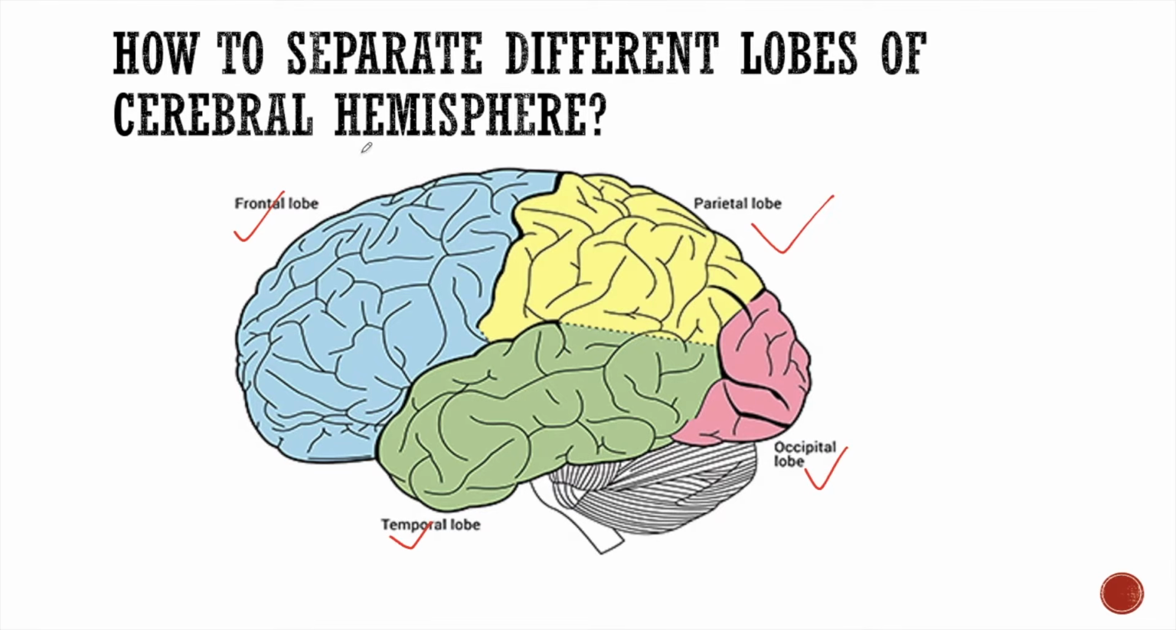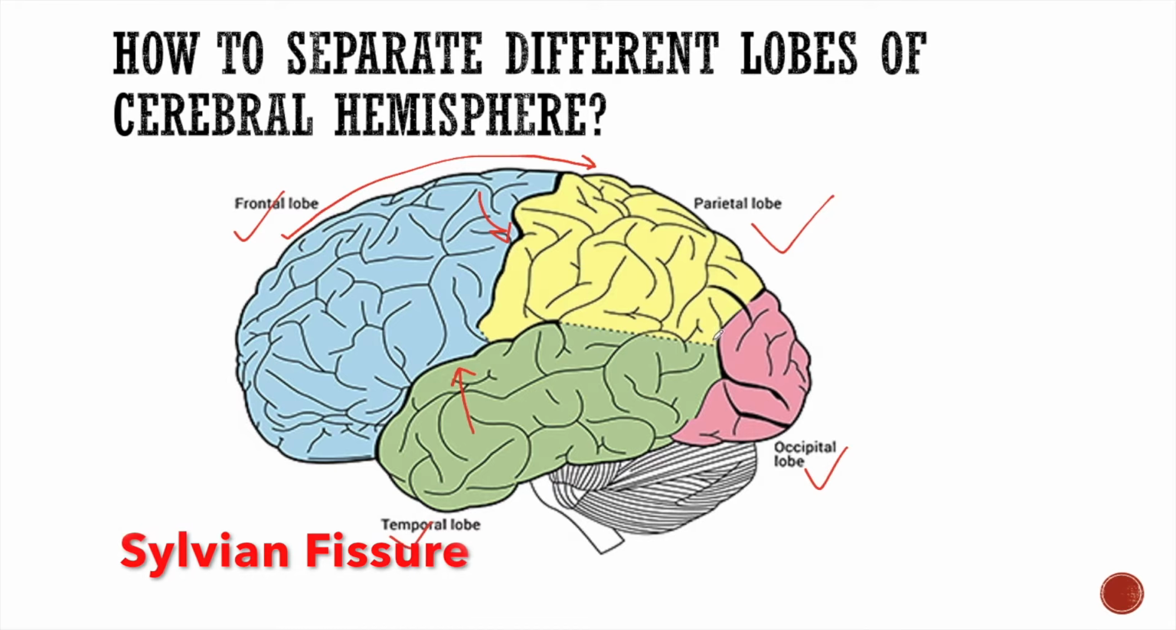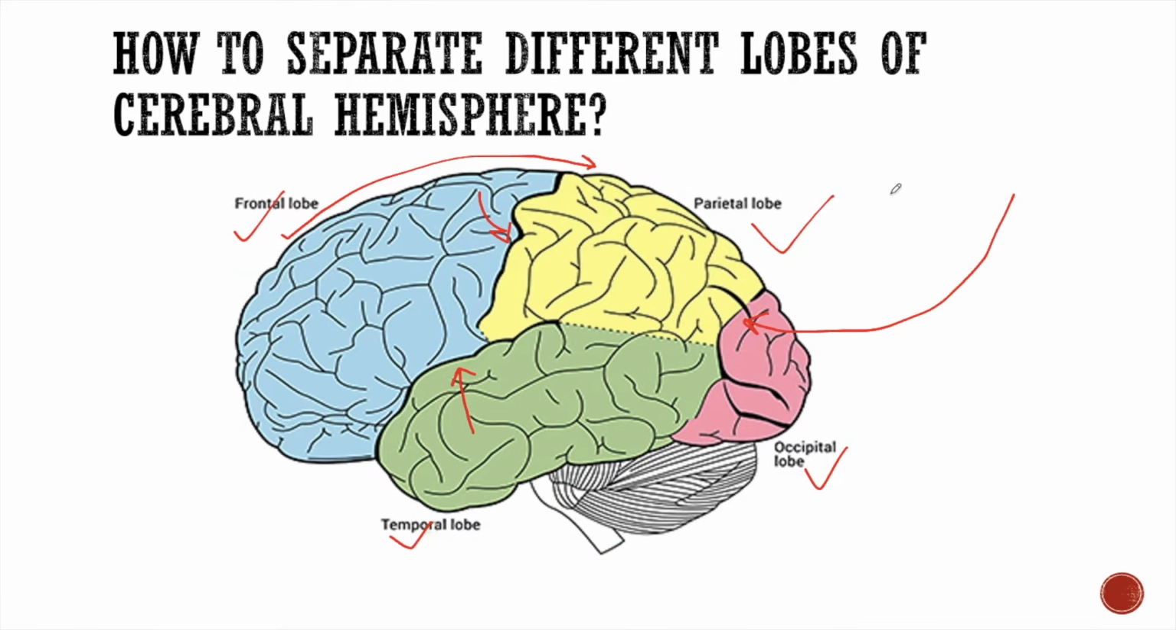As in this diagrammatic illustration, you can see that the frontal lobe is separated from the parietal lobe by the central sulcus. The temporal lobe is separated from the rest of the lobes by the Sylvian fissure, and the occipital lobe is separated from the rest of the lobes by the parieto-occipital sulcus. But in a CT scan, to understand the demarcation of the lobes, first you will need to have basic knowledge of the skull base anatomy.